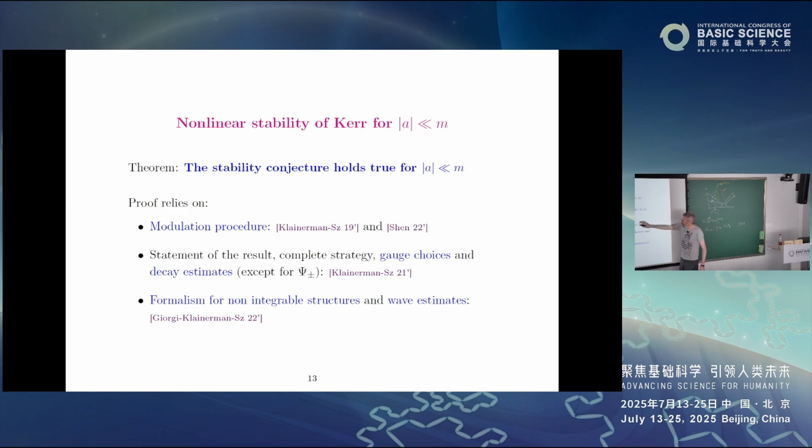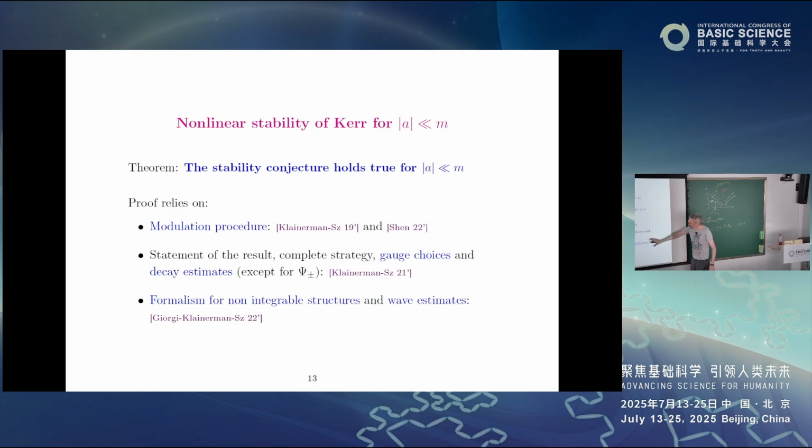So there is a part which has to deal with the modulation procedure, which is, in fact, two joint works with Sergiu Klainerman and then one by my former student, Dawei Shen. So here, this is about this modulation in infinite dimension, in particular, this generally covariant modulated spheres I was mentioning. Then you have a paper, so this is the paper that got the award. It's the paper that contains the result and the complete strategy. So it somehow decomposes the problem into 8 different steps. And this paper contains all the decay estimates except for the Teukolsky scalars.